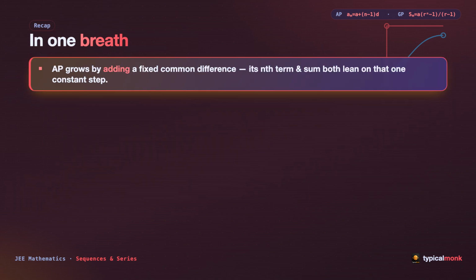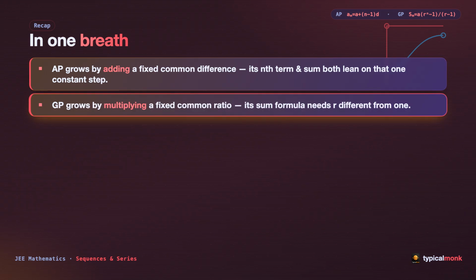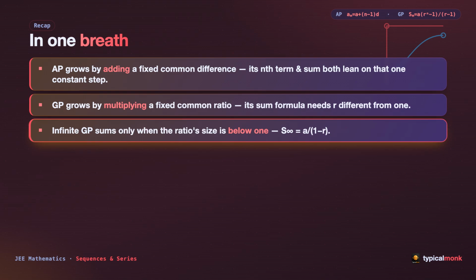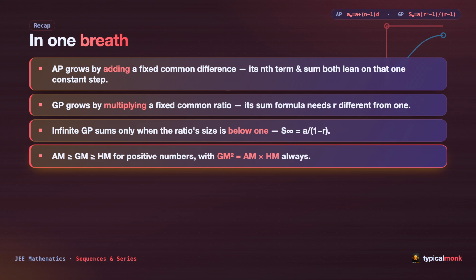Let us gather the whole class in one slow breath. An AP grows by adding a fixed common difference, its nth term and its sum both lean on that one constant step. A GP grows by multiplying a fixed common ratio instead, and its sum formula needs the ratio to differ from 1. An infinite GP only has a sum when the size of its ratio stays below 1, and that sum is the first term over 1 minus the ratio. For positive numbers, the arithmetic mean sits above the geometric mean, which sits above the harmonic mean, and the geometric mean squared always equals their product.